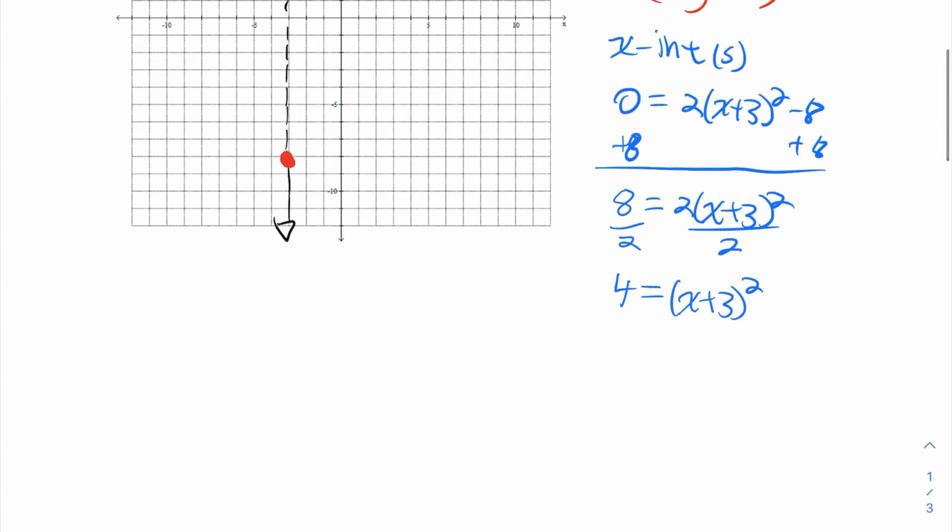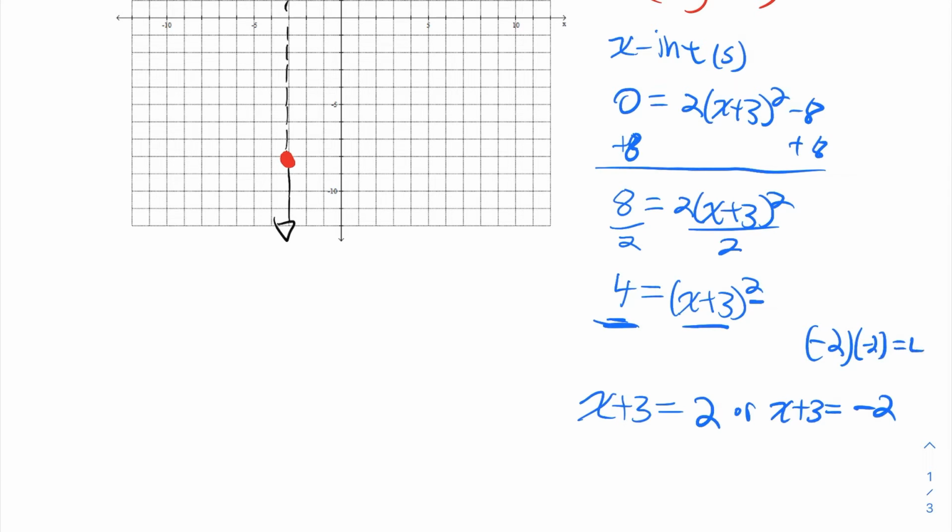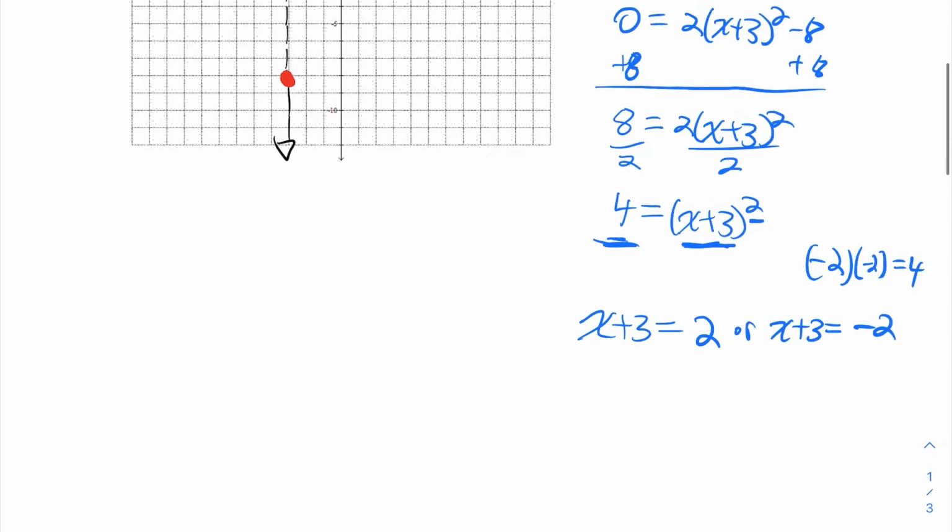In this case, we're looking for a number x plus 3 whose square is equal to 4. There are 2 such numbers. X plus 3 is either equal to positive 2, the positive square root of 4, so that if you square 2, you get 4, or x plus 3 is equal to negative 2, because negative 2 times negative 2 also gives you positive 4. So either one of those could be the number x plus 3 that we could square and get 4. So I need to solve both.